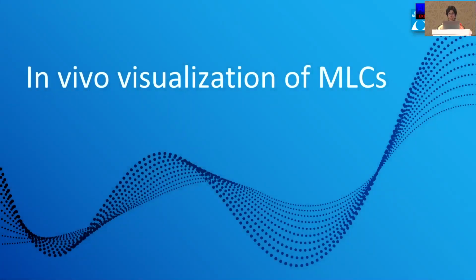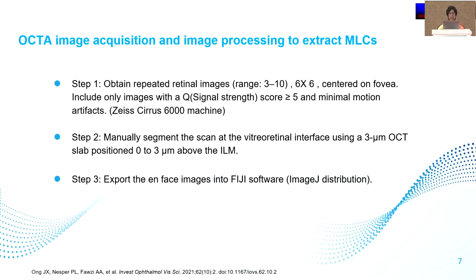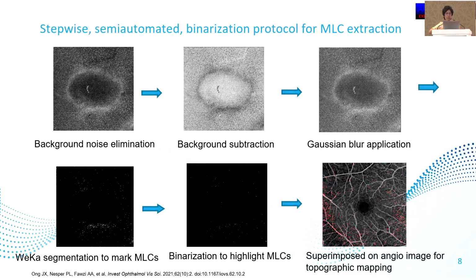In order to visualize these MLCs in vivo, we take an OCTA scan, a 6 by 6 millimeter scan centered on the fovea using the Zeiss Cirrus 6000 machine with a good signal strength. Then the scan is manually segmented at the vitreoretinal interface at a slab 3 microns above the internal limiting membrane, and this slab is exported to the ImageJ software for further analysis. Now, a stepwise semi-automated binarization protocol is used to extract and visualize these macrophage-like cells.